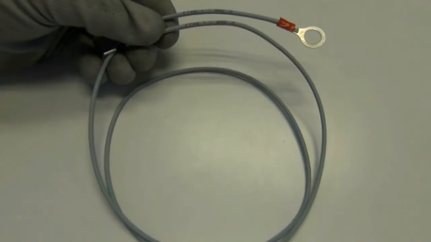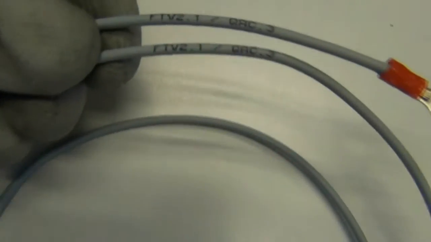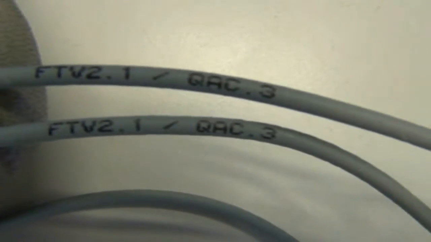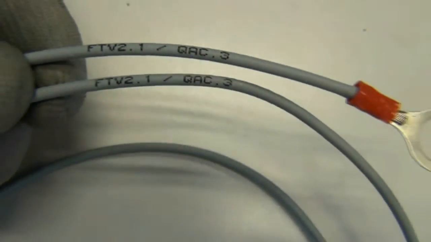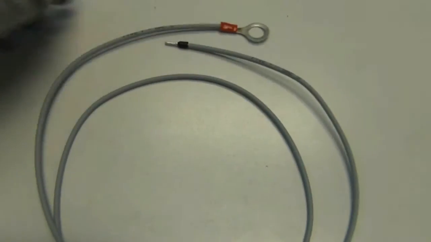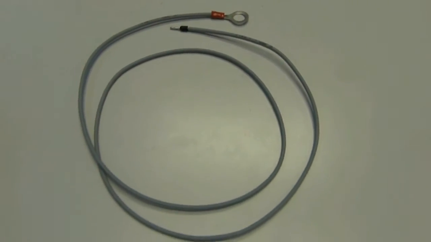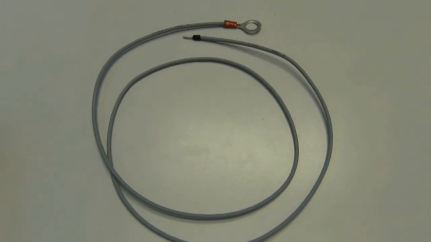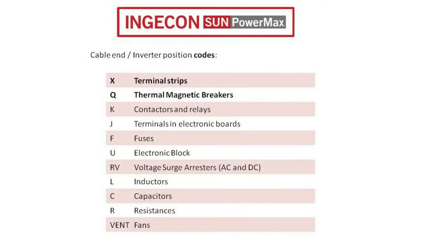If we zoom in at the ends of the cable that we are using for this example, we can see that the cable goes from FTV2.1 to QAC.3. This information is very important if we want to substitute this cable in case it is damaged. These letters and numbers are encoded in a way that they identify inverter parts. Now we're going to explain the meaning of those codes.